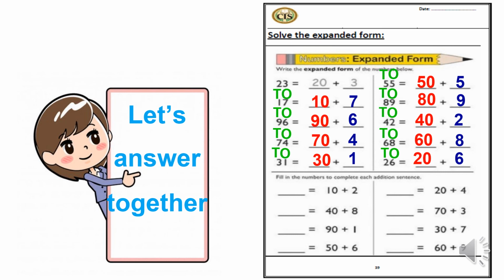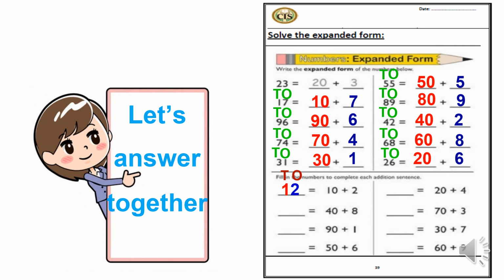Next here we say, fill in the numbers to complete each addition sentence. So he asked about the number. We will put here equals 10 plus 2. So we put the places first, ones, tens. Then we have two ways. First way, we make addition, 10 plus 2. 10 plus 2 equals, let's count after 10: 11, 12. So we can put 12.